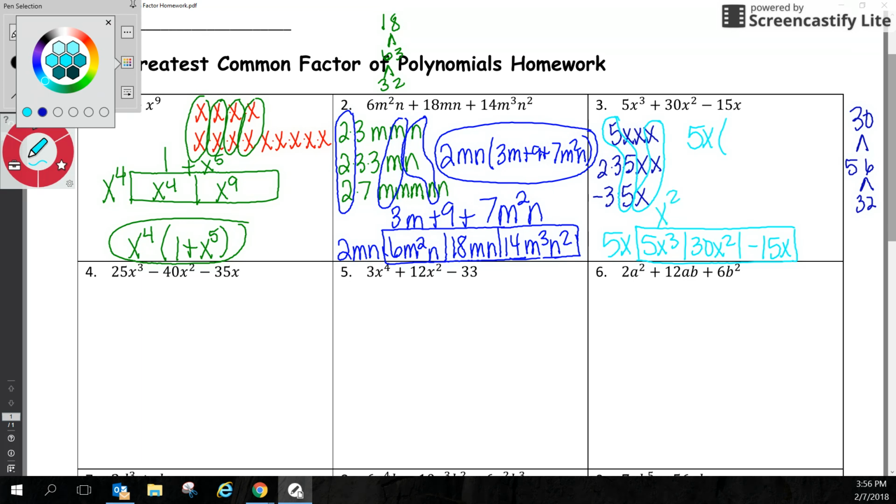I can always go back and check my work. Does 5x times x squared give me 5x cubed? It does. What times 5 gives me 30? That would be 6. I've got one x, I need 2, so I'm going to need another one up here. What times 5 gives me negative 15? That would be negative 3. I've already got my x, so I don't need it here. So I've got 5x times x squared plus 6x minus 3.